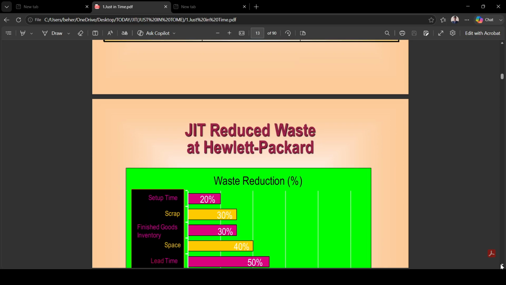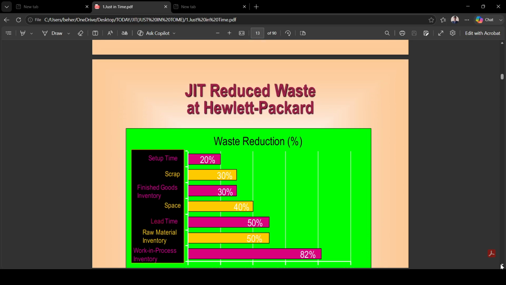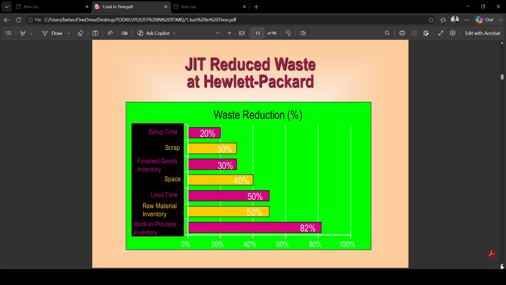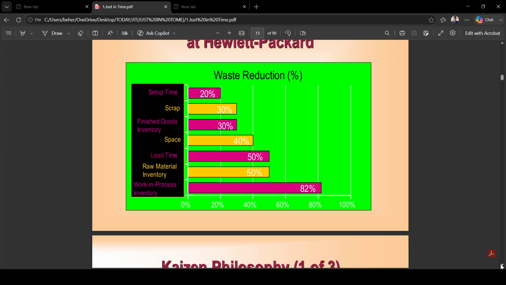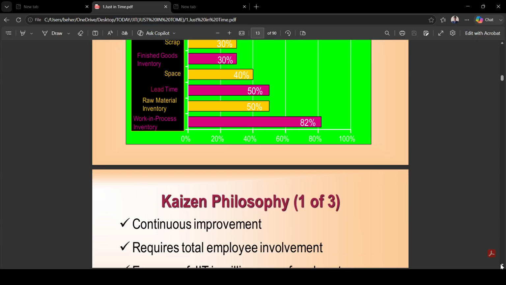So JIT reduces waste. Waste reduction: setup, scrap, finished goods inventory, space, lead time, raw material inventory, work in process inventory.